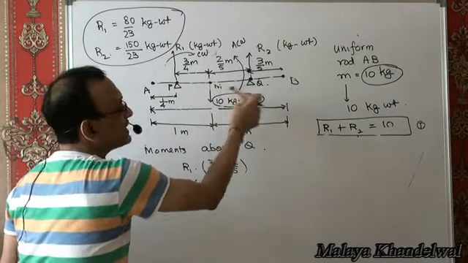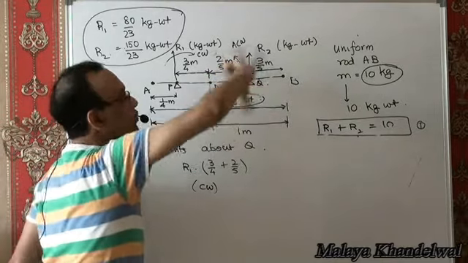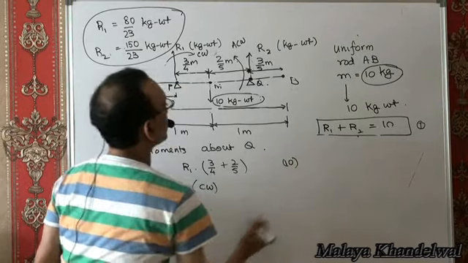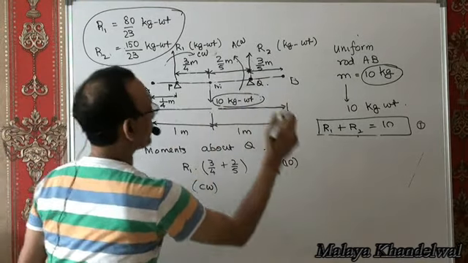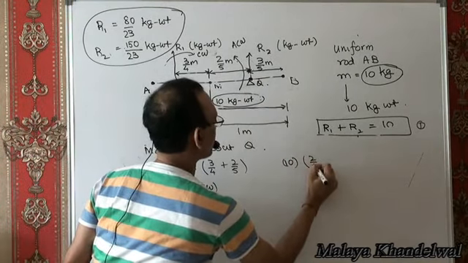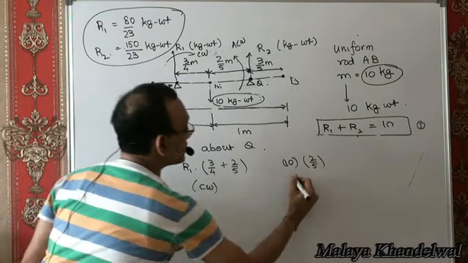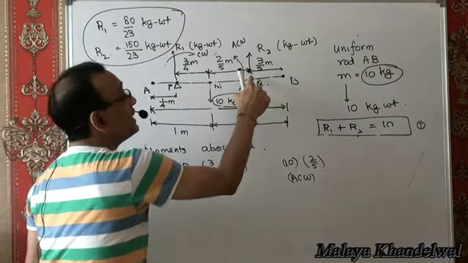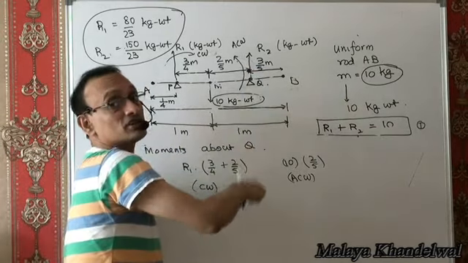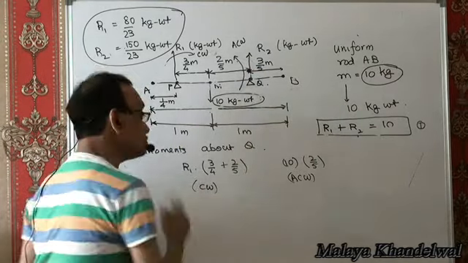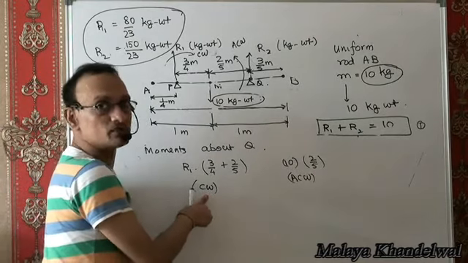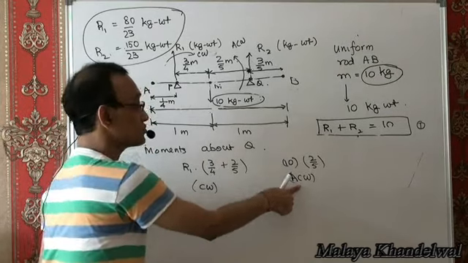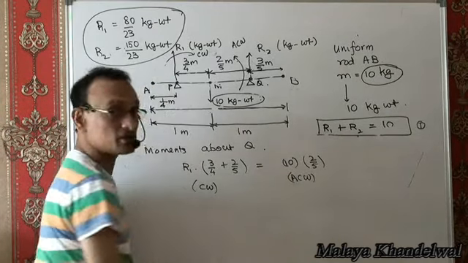The 10 kg weight produces an anti-clockwise moment about Q, which is 10 kg weight into 2 by 5 into 2 by 5, right? R2 produces no moment about Q because its line of action passes through Q. So this is the net clockwise moment about Q, and this is the net anti-clockwise moment about Q, and they must be equal.